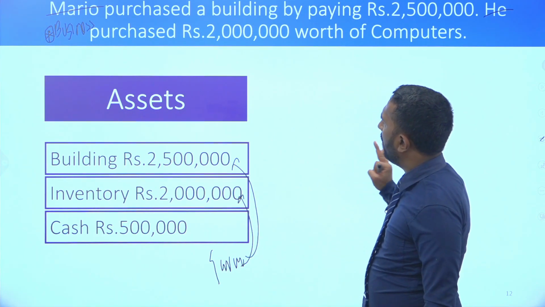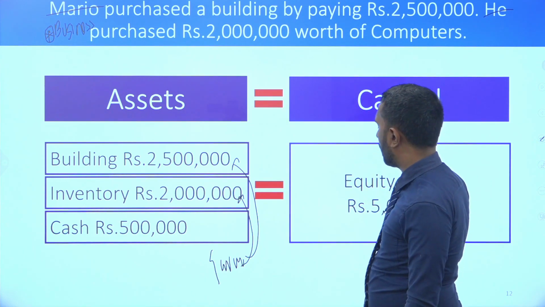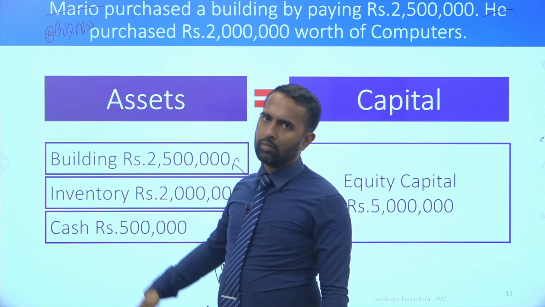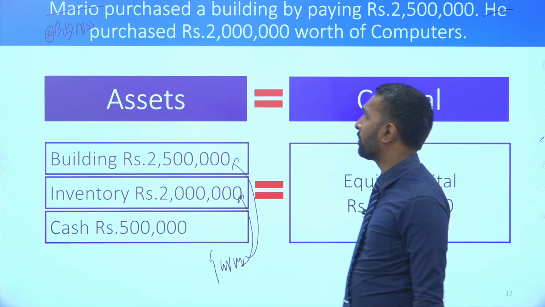There's nothing has happened to the equity capital. ඒක එහෙම තියෙනවා ලක්ෂ 50. Right? cash අඩු වුණා, තව වෙන asset දෙකක් ආවා. Right.